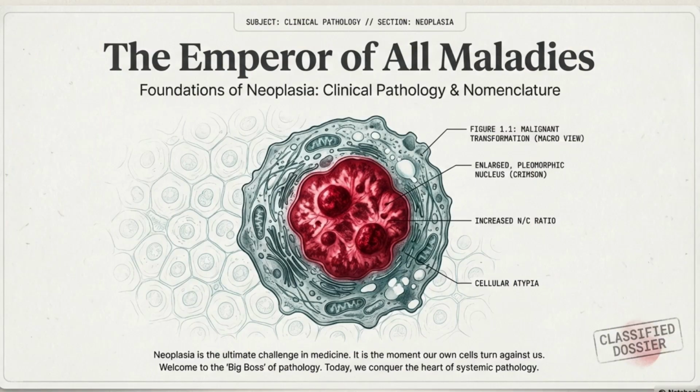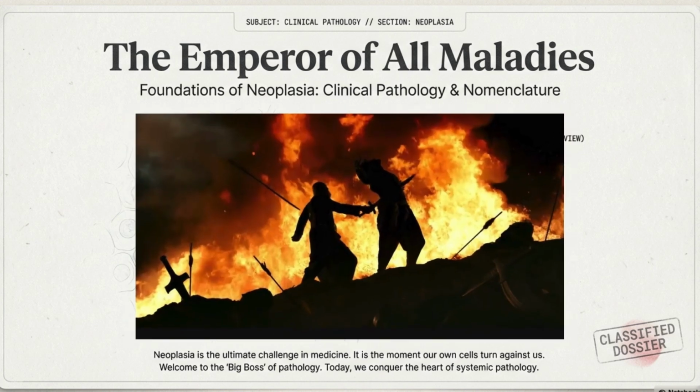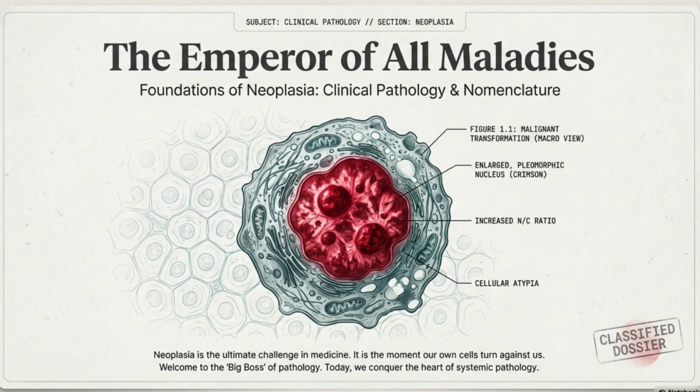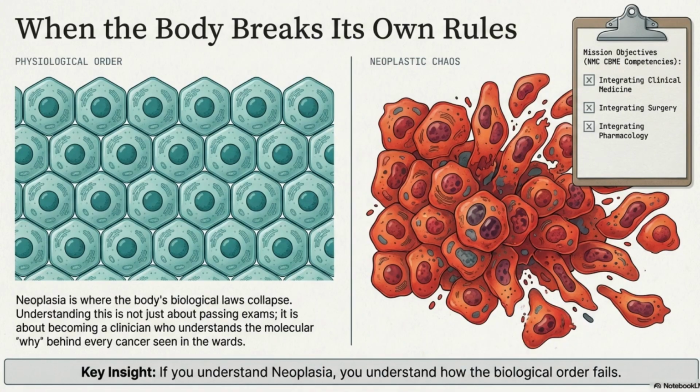Today we aren't just studying a chapter, we are studying the emperor of all maladies. Neoplasia is the ultimate challenge in medicine. It's where our own cells turn against us. This chapter is the heart of systemic pathology. If you understand neoplasia, you understand how the body breaks its own rules. By the end of this lecture, you won't just know the definitions, you'll understand the molecular why behind every cancer you see in the wards.